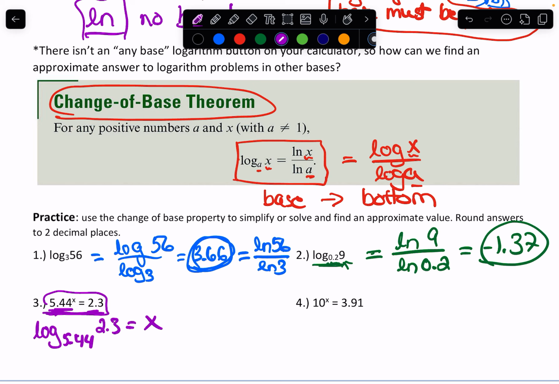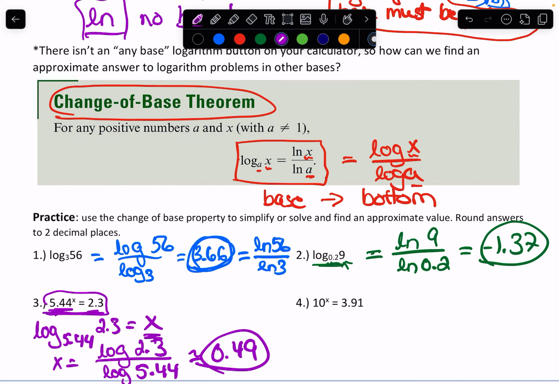So x equals common log of 2.3 divided by the common log of 5.44. And when we plug it in the calculator, we get 0.49. So we needed 2 steps. We needed to go from the exponential form to the log form and then use the change of base theorem for that one.